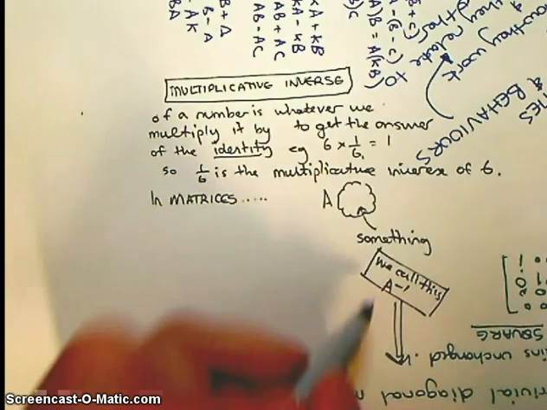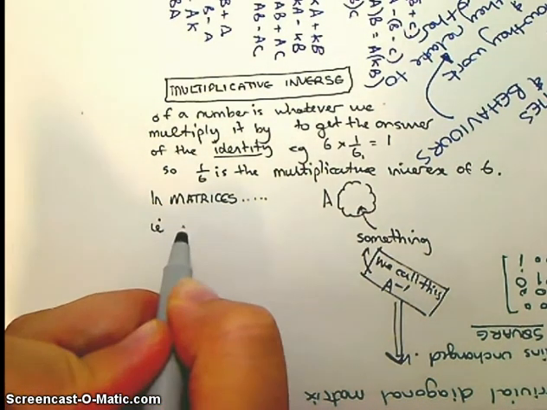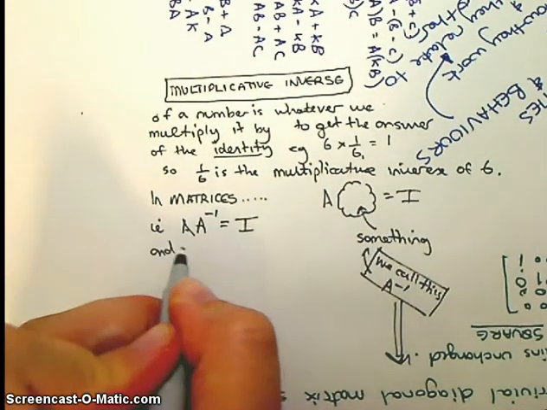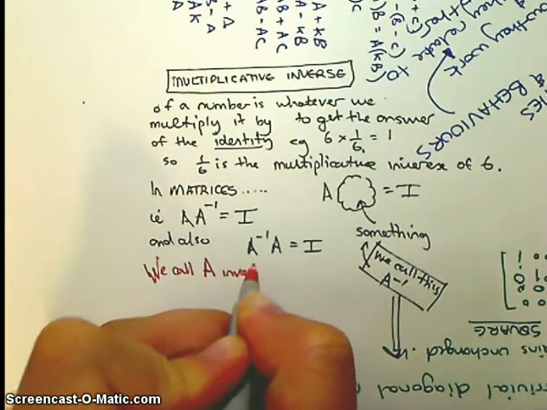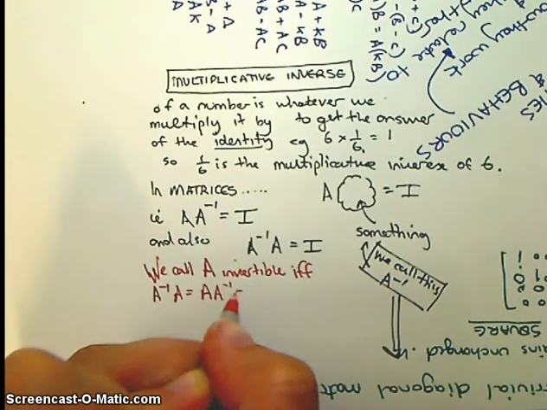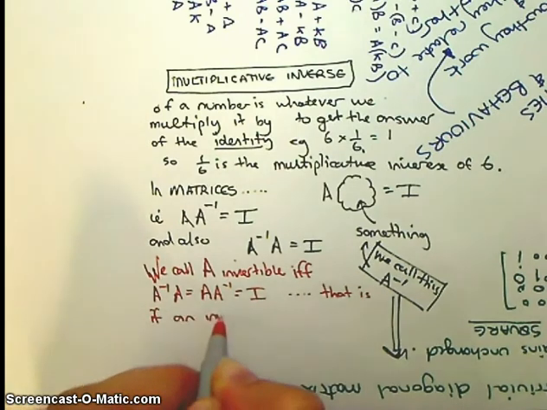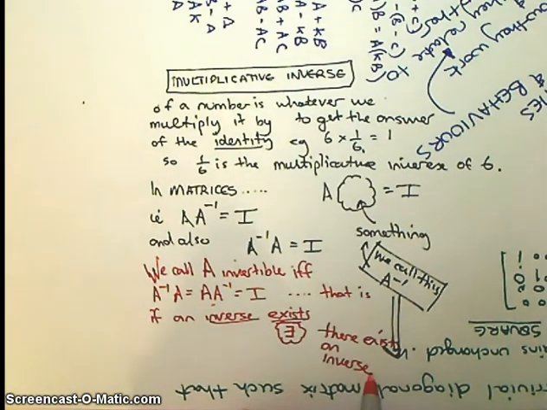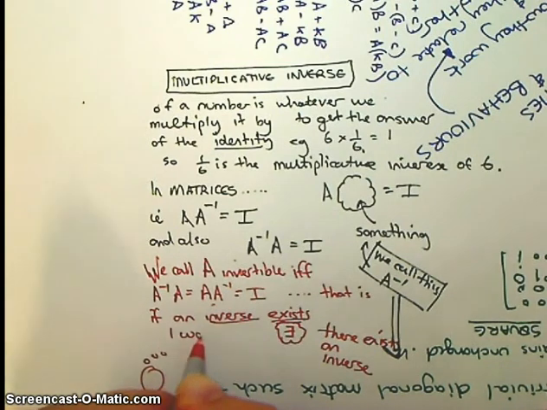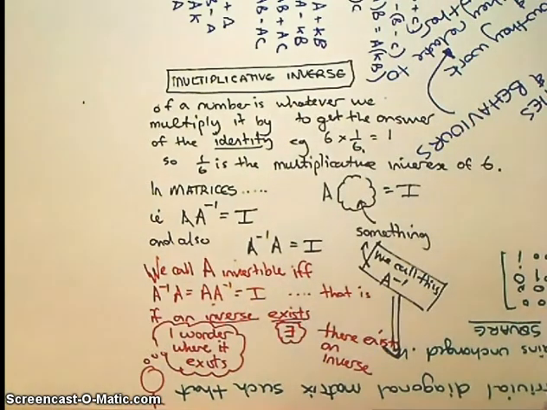In matrices, we want to have A times something equal the identity element, and in fact we call that something the inverse of A, which we write as A to the power of -1. We also call A invertible if and only if those particular properties hold, where we multiply A by its inverse and we get the identity. If an inverse exists, we sometimes use that notation for there exists an inverse.